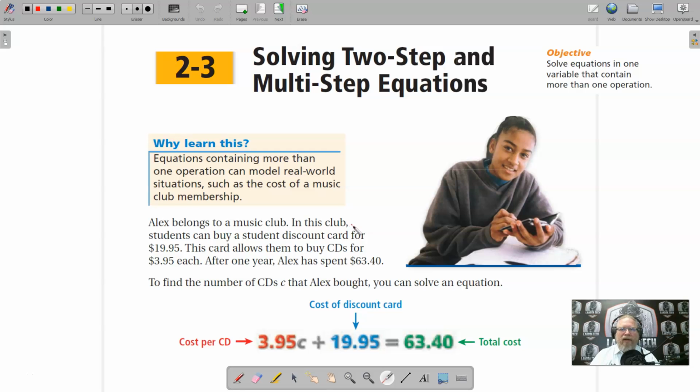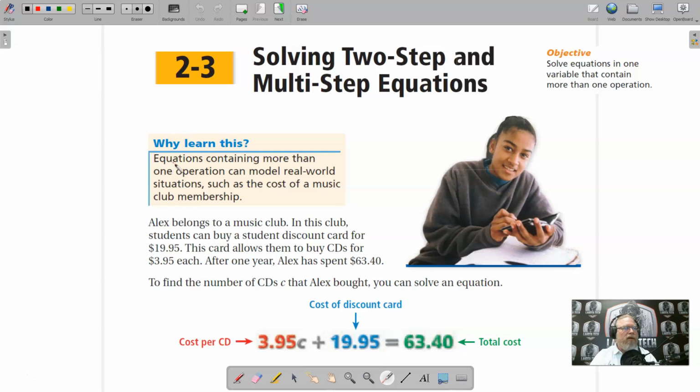Hello, this video is for textbook lesson of chapter 2, lesson 3. It is titled Solve Two-Step and Multi-Step Equations. Our objective for this lesson is to solve equations in one variable that contain more than one operation.